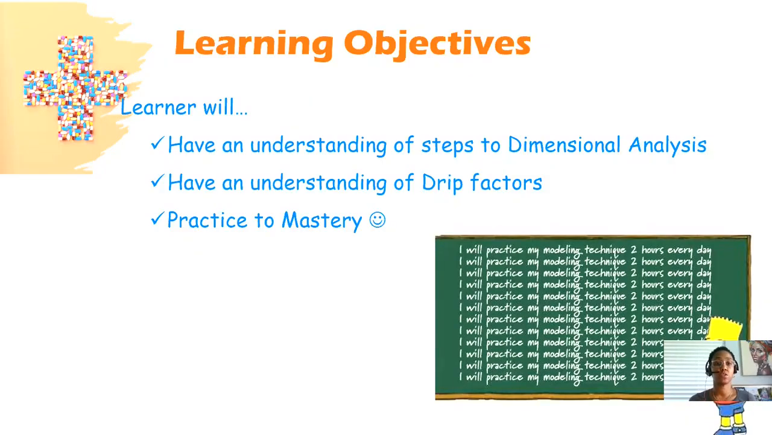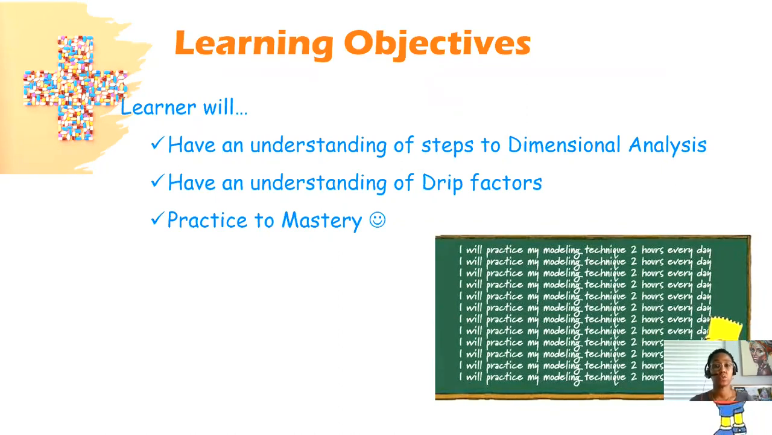So here's our learning objectives. It's pretty short. Part one has more. You could add these to your first objective. We're going to understand the steps of dimensional analysis. We're going to have understanding of drip factors. And again, set your goal to practice, practice, practice to mastery.